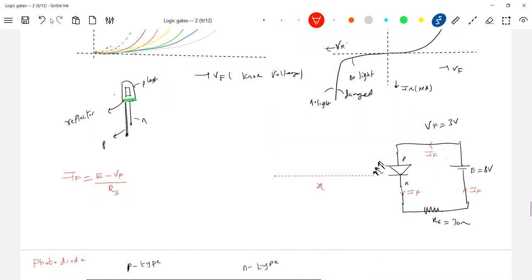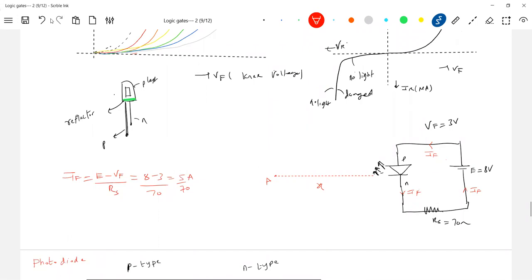In place of the LED, replace it with a cell, similar method. So this will be (8 minus 3) by 70, which is 5 by 70 ampere. Then I want the intensity of the light at a certain point, say A. How to calculate intensity?